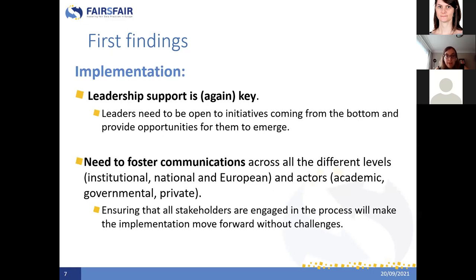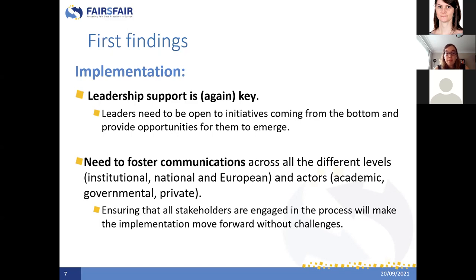The third pillar is the implementation pillar, and here we were looking for the practical steps that these universities took to implement their good practices, but also the challenges that could happen and how they would overcome them. Again, we saw that leadership support is key, mostly because, of course, to ensure that a good practice gets implemented smoothly, you need the support of the management of the universities.